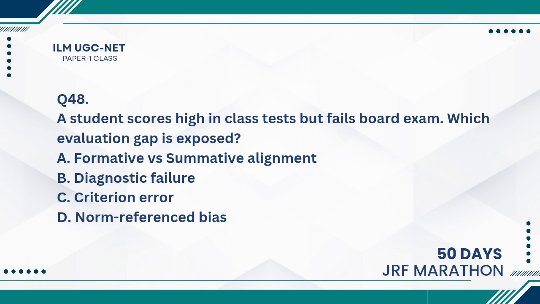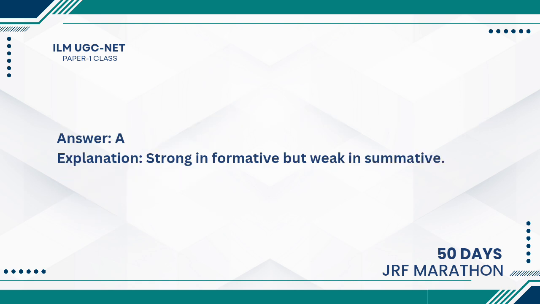Now, question number 48. A student scores high in class test but fails board exam. Which evaluation gap is exposed here? Formative versus summative alignment, diagnostic failure, criterion error, norm referenced bias. So, he is strong in formative but weak in summative. That means option A, formative versus summative alignment. When it comes to board or the final exam, the student is confused. So that is option A. The gap is happening between these two evaluations.